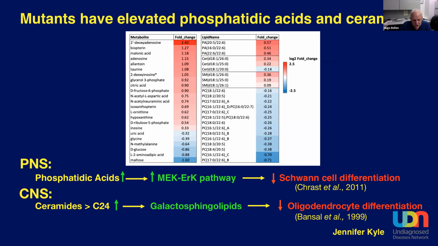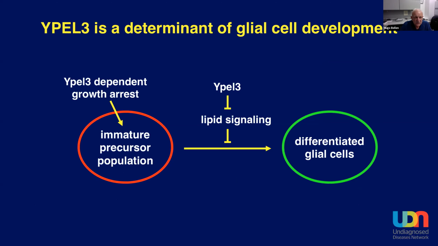And they showed that the ceramides longer than C24, which are key lipids involved in myelin formation, are upregulated, and that is known to cause a decrease in oligodendrocyte differentiation. So in summary, yippee-like 3 is a determinant of glial cell development. I'm not sure the word determinant is the proper word, but it's a key player in the differentiation of the Schwann cells, the perineural cells and the oligodendrocytes.